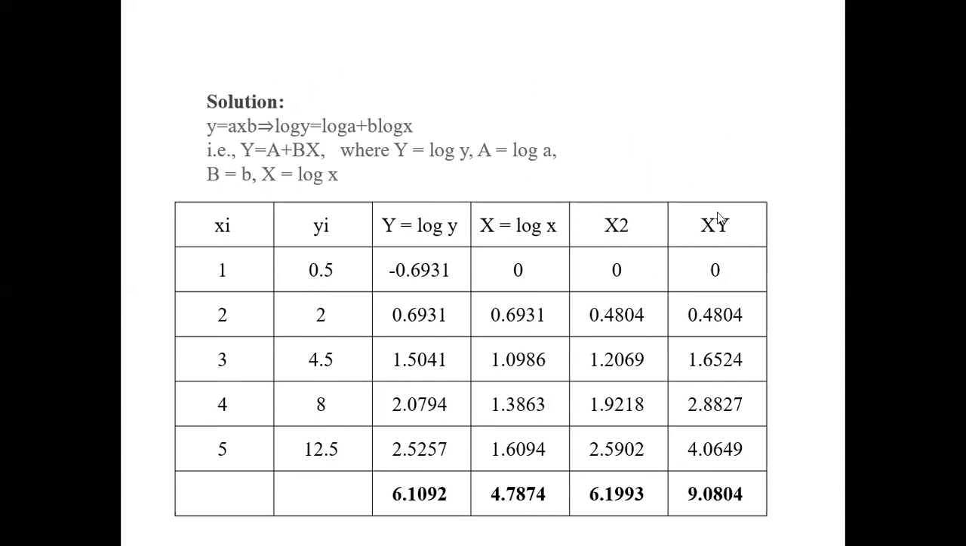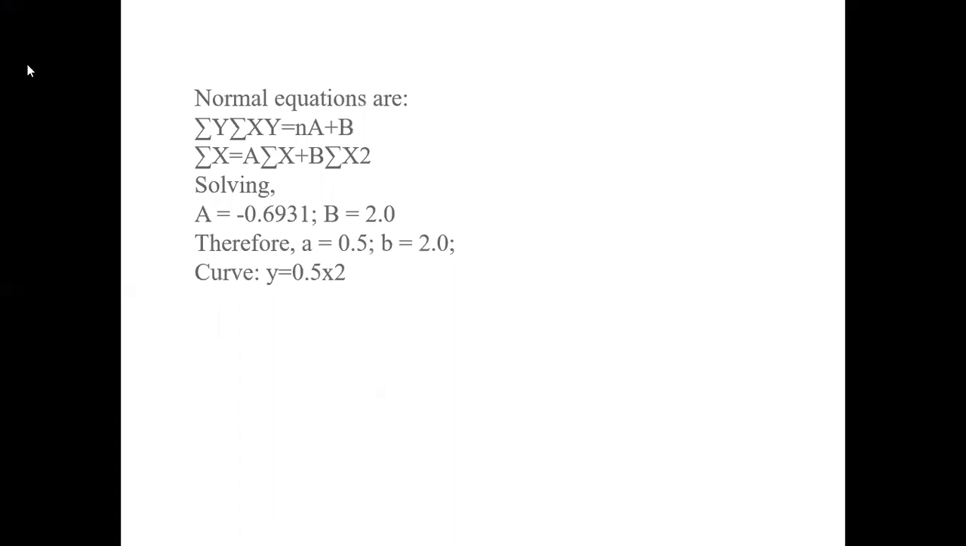Calculate x square and xy. X square is the square of this column, write in that column, and xy, multiply these two columns and put in that column, and make the addition of all the columns. Then summation of y is 6.1092, x is 4.7874, x square is 6.1993, xy is 9.0804. Put all these values in that equation.